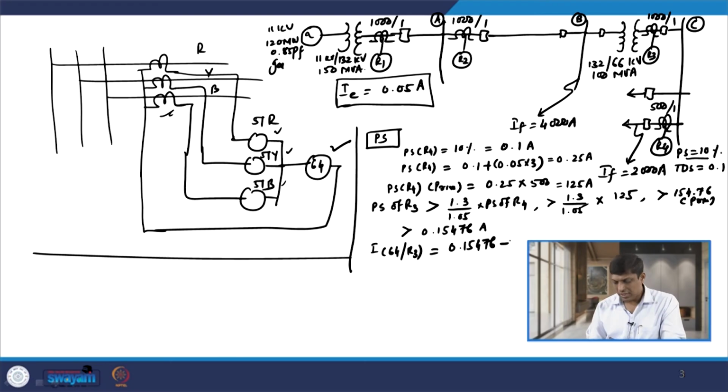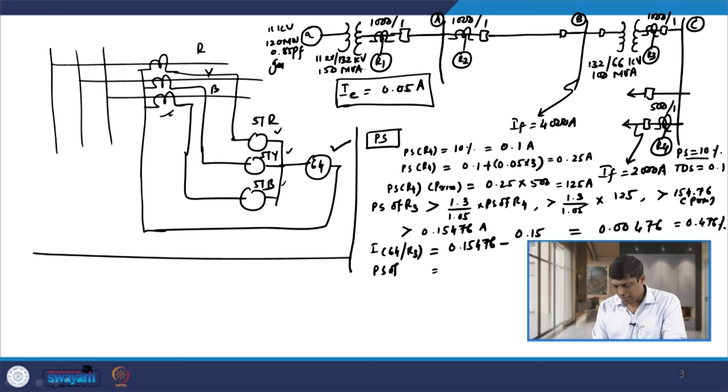0.15476 minus, we have to subtract the CT excitation current of 3 line CTs, that is 0.15. So, this comes out to be 0.00476, or in percentage it should be 0.476 percentage. So, the plug setting of R3 should be greater than this.